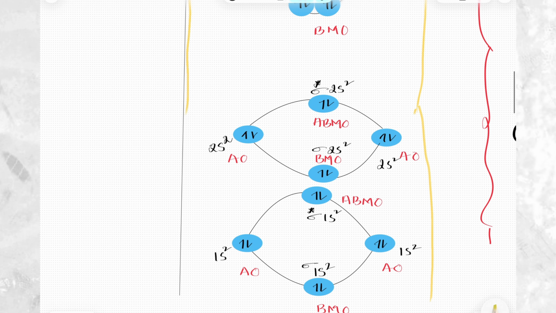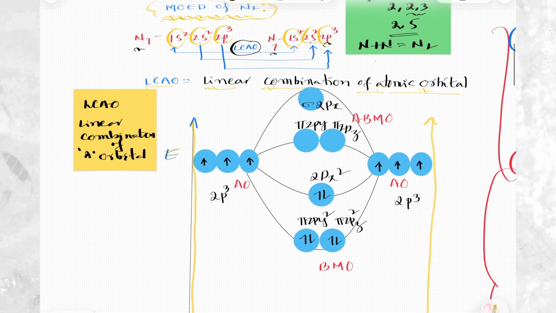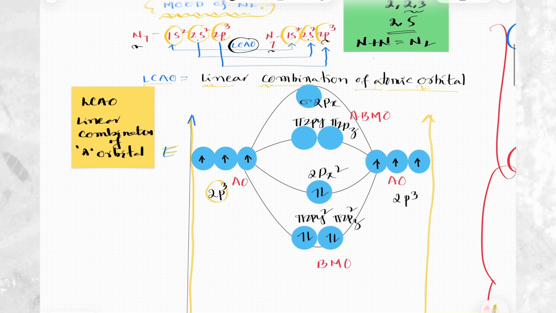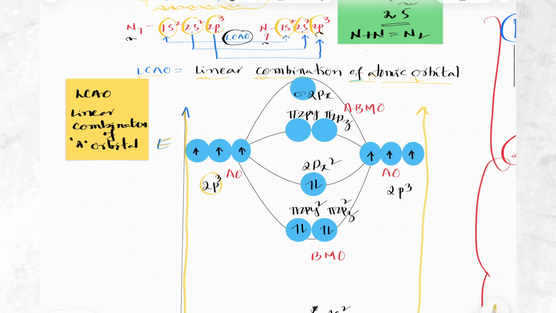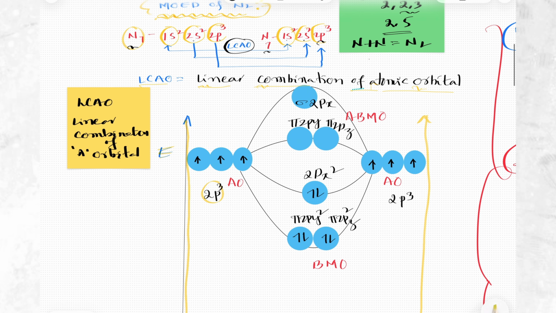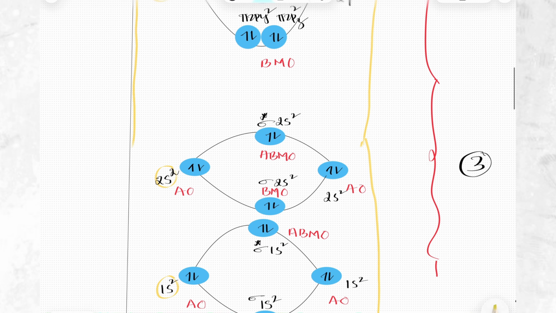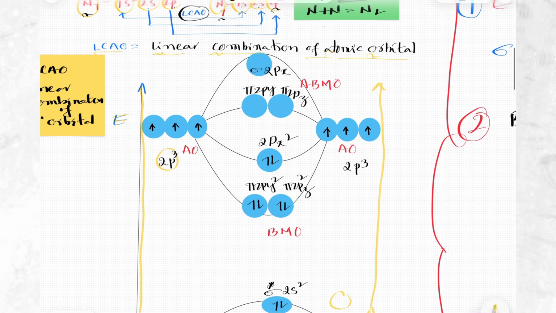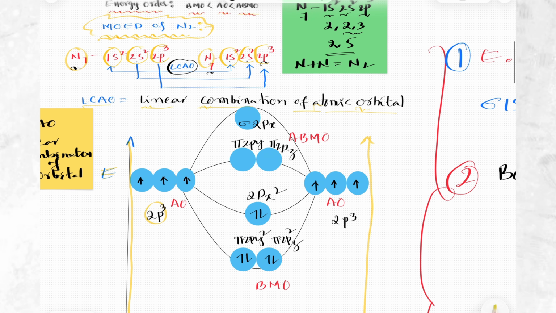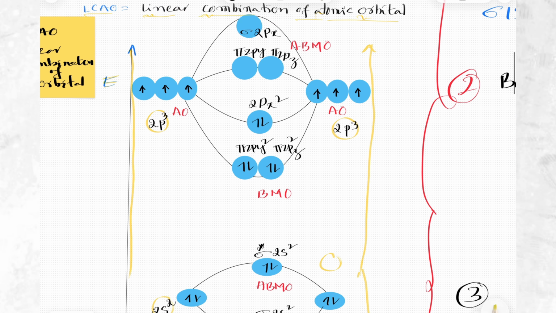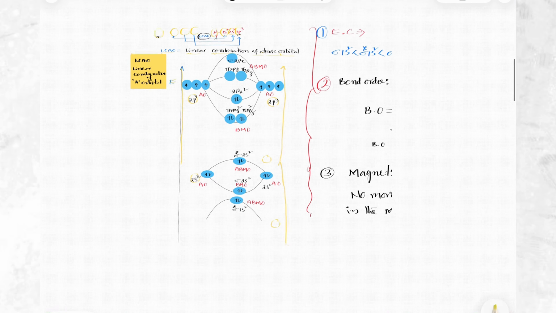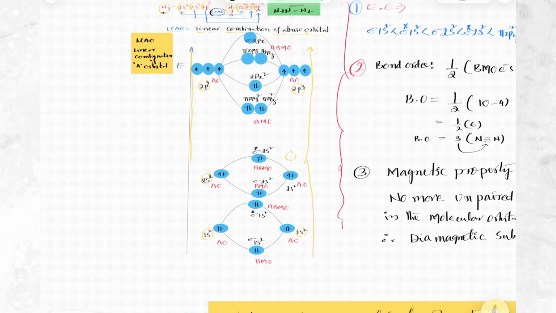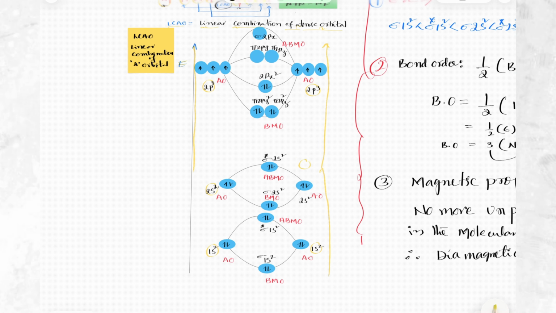See, this is 1s2, 2s2, 2p3 of one nitrogen. This nitrogen. Clear? And one more nitrogen is there, where you can see here also 1s2, 2s2, and 2p3. So like this, simply we can say the MO ED of N2 diagram. Clear?